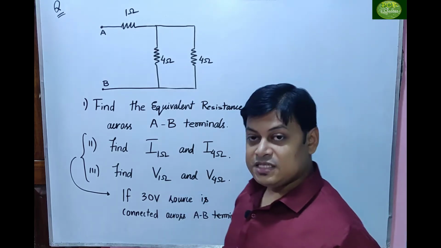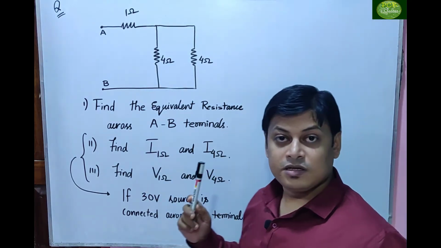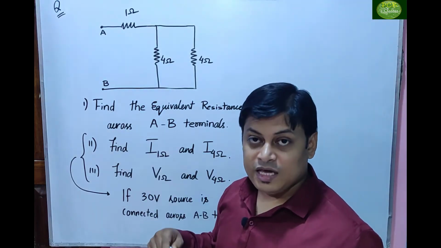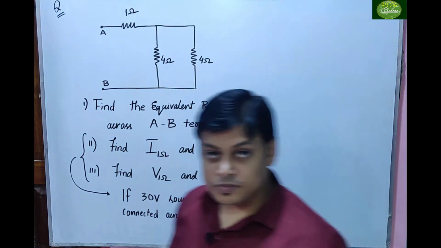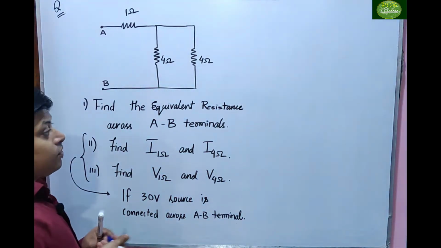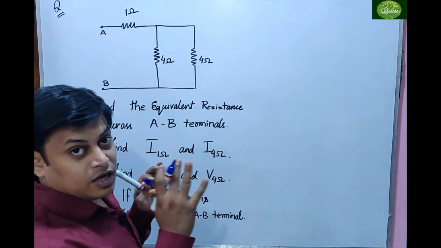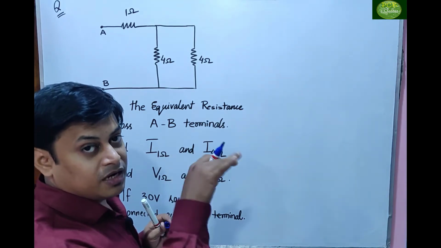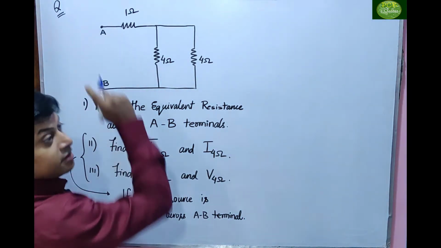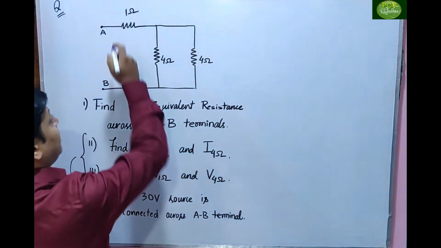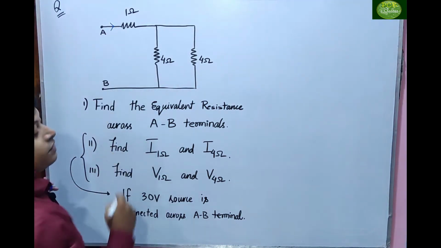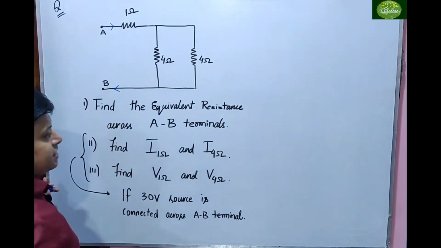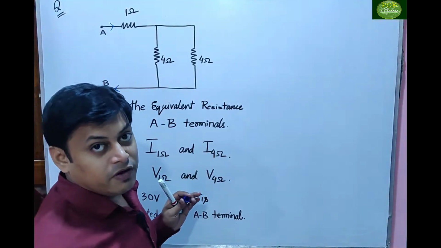Now what is given? Across the AB terminals. So your starting point should always be across the AB terminal. Already I have said that for finding the equivalent resistance, we have to assume a current flowing from that terminal. I repeat, it is an assumption. I'll assume that a current is flowing in this way. If the current is flowing in this way, it should come back to the B terminal. Then only can we say that across the AB terminal we are finding R equivalent.